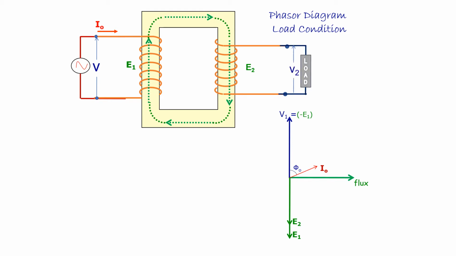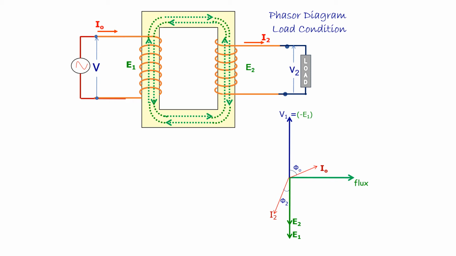Now the load is connected. The load current will flow from the secondary, which is I2. This I2 will be lagging the EMF E2 by an angle of phi 2. The secondary current I2 will produce an additional flux, shown now vertically upwards. That means this flux will flow throughout the core, opposing the primary flux.